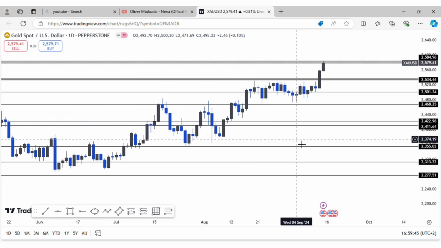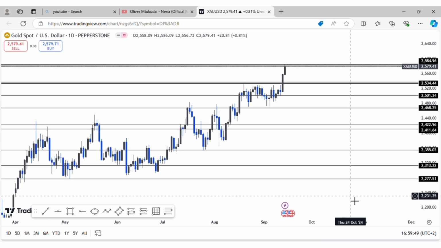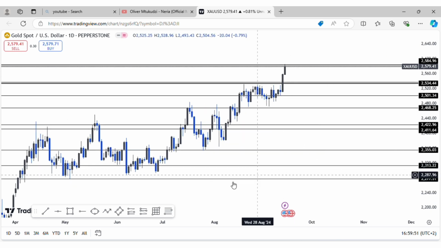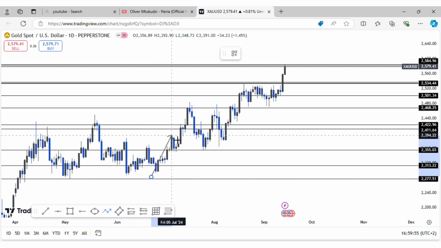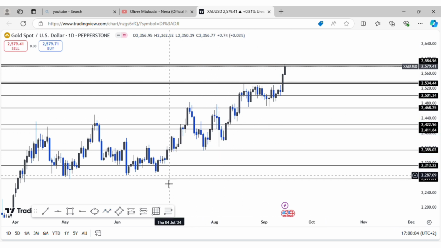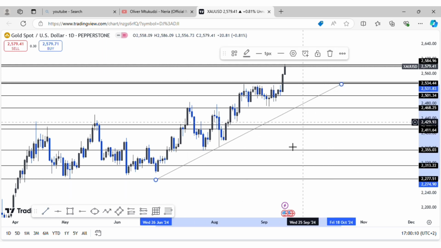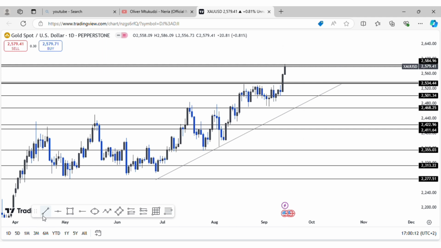What am I looking for on my daily time frame? The only thing that I'll be looking for on my daily time frame is the market structure. I can see that there has been impulse, correction, impulse, correction, impulse, correction, impulse, correction to the upside. Now that I know I'm on an uptrend, I'll be using my trend line.